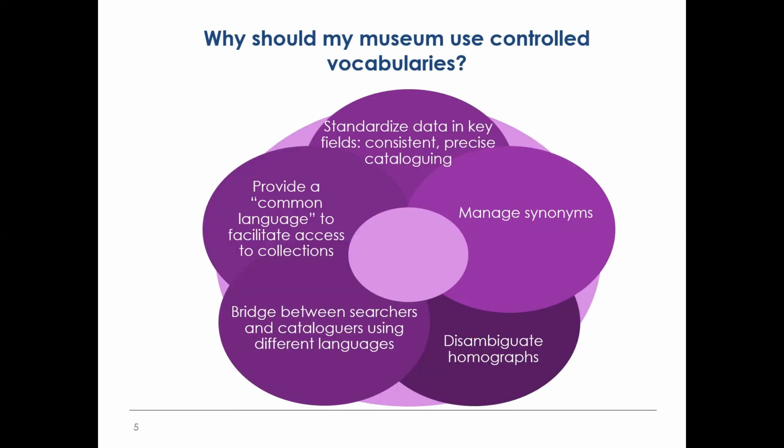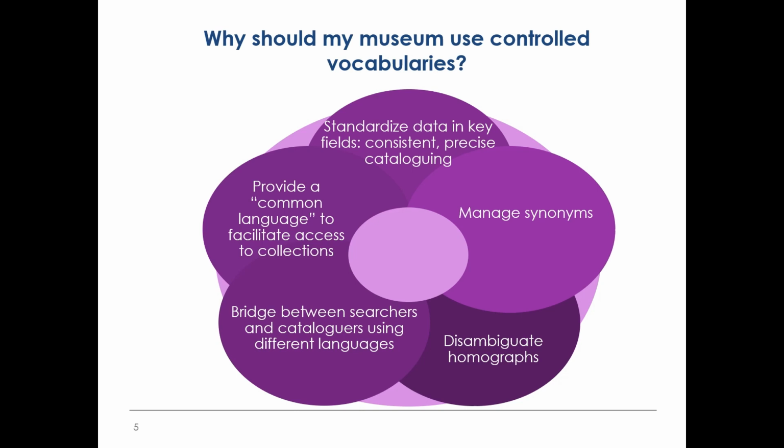Museums should use controlled vocabularies to standardize data in key fields. Consistent, precise cataloging means more efficiency for data retrieval and use. Controlled vocabularies can manage synonyms, which are different words for the same concepts, such as spelling variants, regional terms, or historical terms. They can disambiguate homographs, which are different words with the same spelling but different meaning, and they can serve as a bridge between searchers and catalogers using different languages.